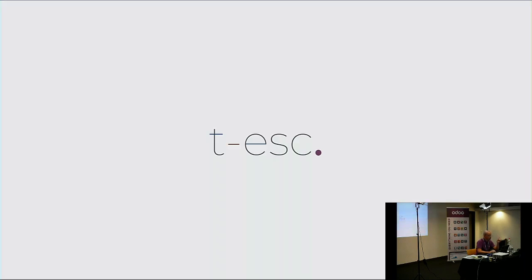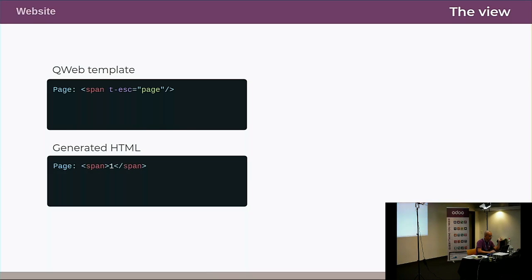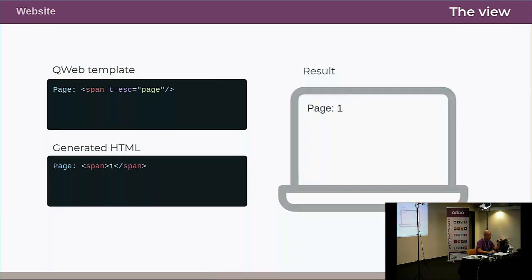Then the second one, also to show some value on the page, is t-esc, which stands for escaping. So if you have a string that you need to escape, this is the directive that you want to use. And so here, if I have provided the variable page on the rendering, I think you can already guess what it will do. It will render this element, and then you can see the result on the page, simple as that.